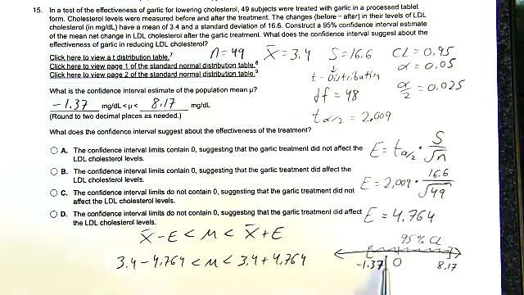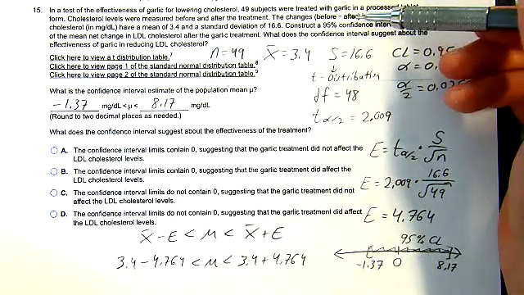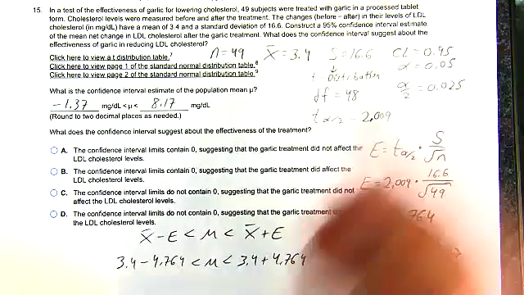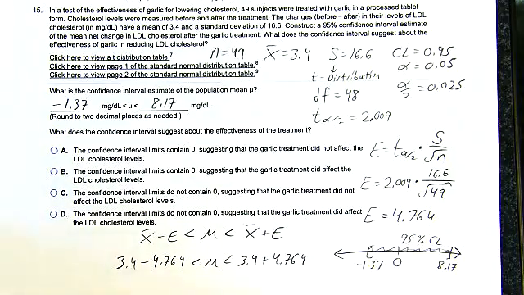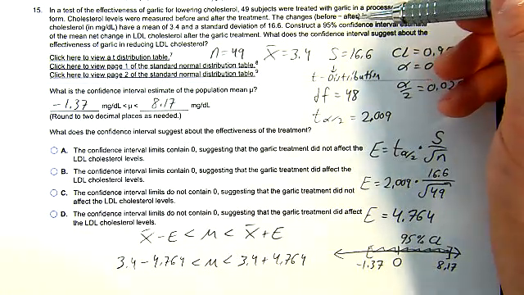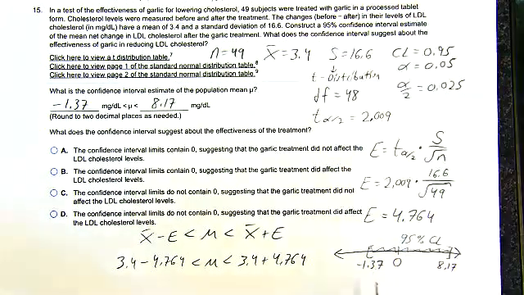Now let's think about what the negative number would mean. That means your cholesterol after the treatment is actually higher than before, which is not something you want. So you don't want this number to grow if it's the bad cholesterol. And so you don't want negative numbers. Now let's think about this. What would a 0 mean?